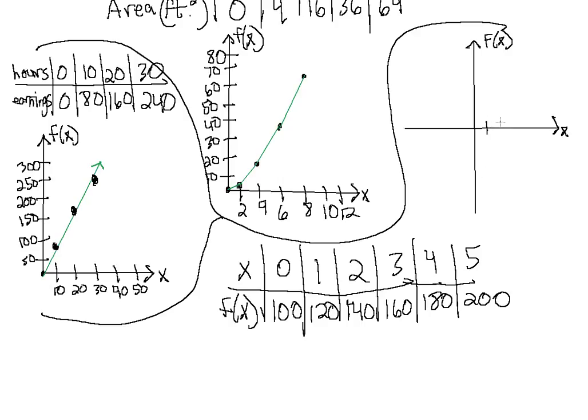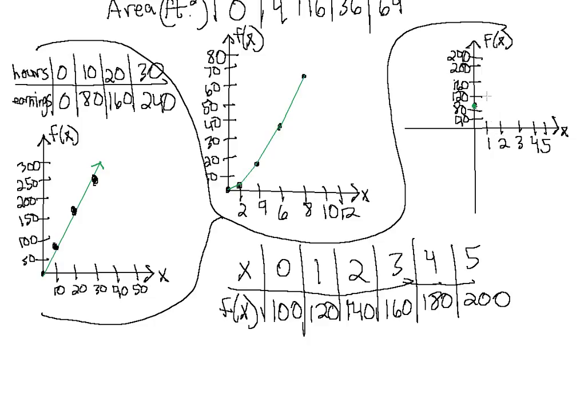Okay, so let's go ahead and label our hours. 1, 2, 3, 4, 5. Not that it's hours, but I'm just assuming it's hours. And then down here we have up to 200, so let's go ahead and scale this by 40s: 80, 120, 160, 200, and 240. Okay, this is just a rough sketch. So we have 0, we're at 100 at 0.